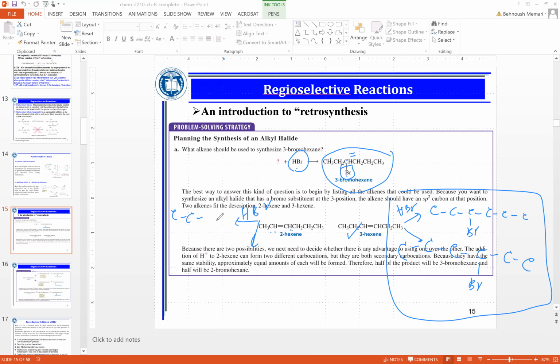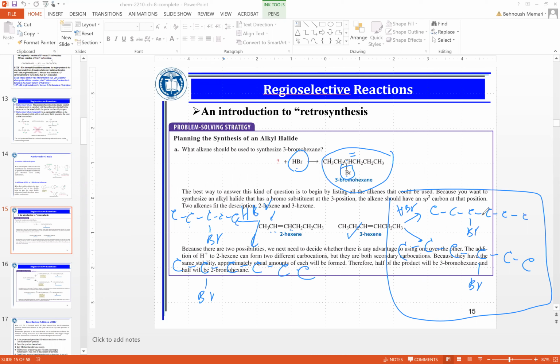So if Br adds to the third carbon, that would be one choice. That means that hydrogen is added to the second carbon. The other one is going to be Br added to the second carbon and hydrogen added to the third carbon. So it's going to have a major and minor product, because 3-hexene is going to give a single product. It's going to be the better choice.